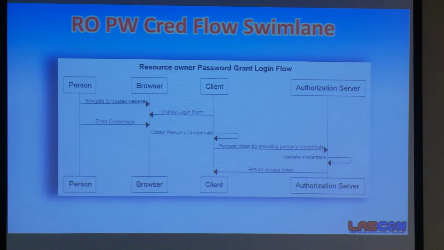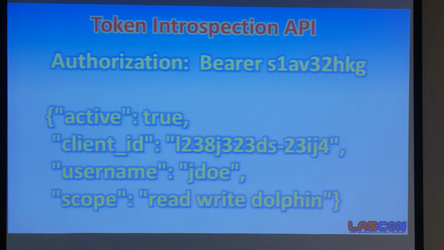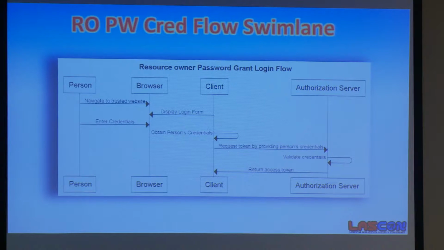Now, OAuth defines this resource owner password credential flow. In this case, the client actually takes the password of the person, submits it to the resource server, and gets back a token. And if you're thinking, isn't that what we were trying to prevent in the first place? The answer is yes. So don't use that flow. In order to use that flow, you have to trust the client. I don't even know why it's there, but it's there.